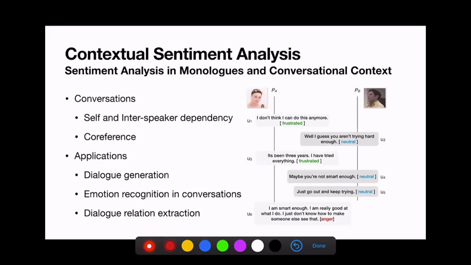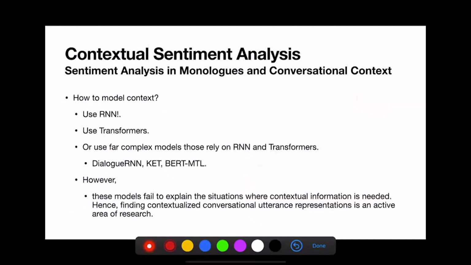Okay, so in conversation, it is even more difficult because conversation involves multiple speakers. You have self and inter-speaker dependency. Your sentiment can shift from frustrated to anger. This is just an example. So this is even more complex. And the applications of this are in dialogue generation. Now you will often hear the terms empathetic dialogue generation or affective dialogue generation. In these cases, it is very important to understand sentiment and emotion recognition in conversations, like the conversational context.